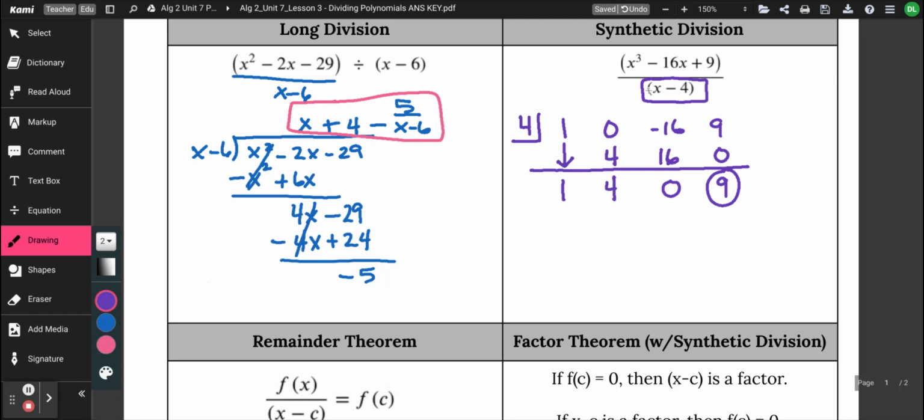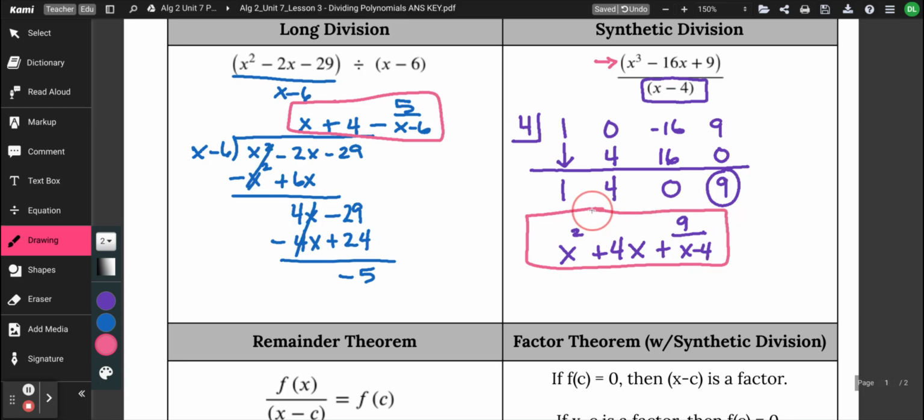So my solution now, we have to be careful because if you notice, we started with x cubed, but we divided by x. And so that means that our answer here is going to be an x squared term. So this is 1 times x squared, which is just x squared, plus 4x plus 0 plus our remainder, 9 over x minus 4. Okay, and that would be the solution. And that's the method using synthetic division.